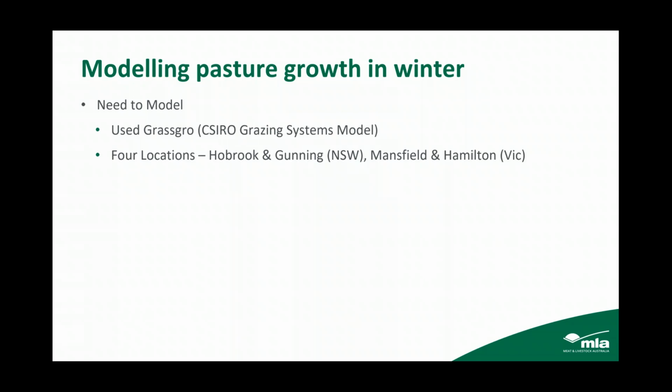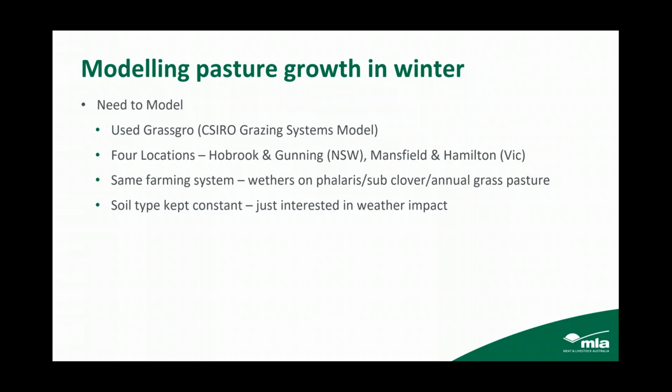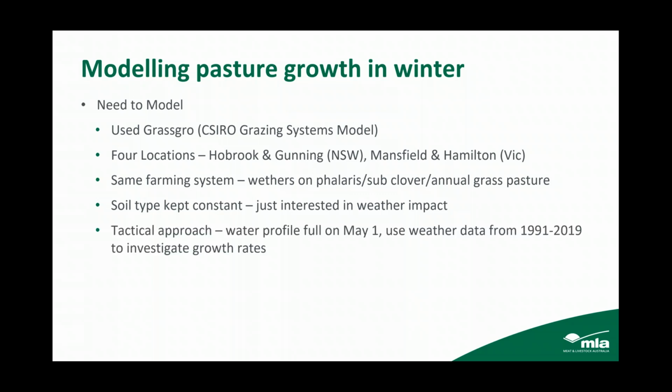Now, because of who you are and where you are, I took 4 locations: Holbrook, Gunning, Mansfield, and Hamilton. I imposed the same farming system. They're just wethers on a Phalaris subclover annual grass pasture, which was reasonably fertile. And I kept the soil type constant. I was just more interested in the weather impact on growth.